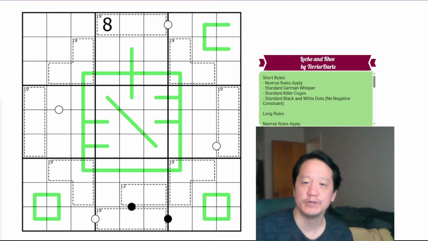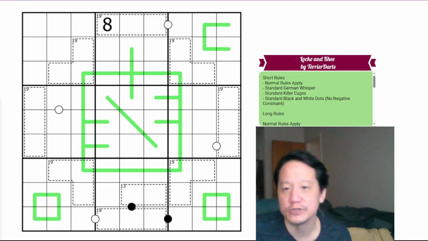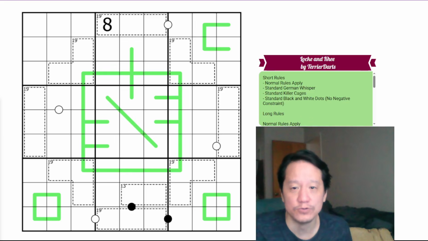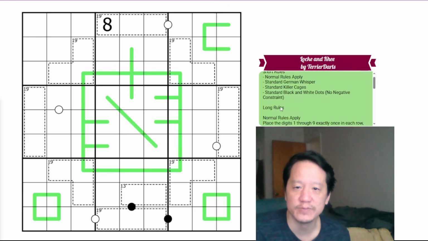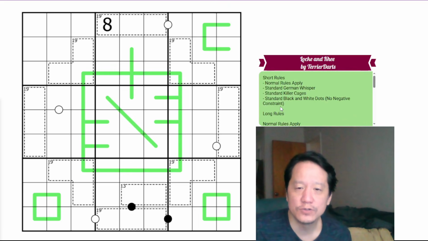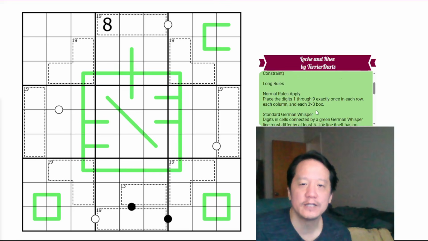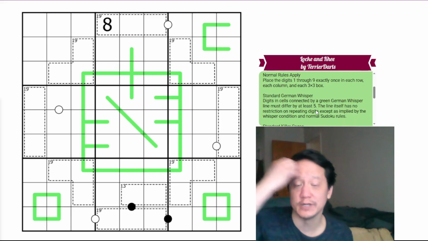Today's very easy puzzle is called Locke and Key by Terrier Darts. And here are the rules. Short rules. Okay, he explains them all too. Short rules are normal Sudoku rules apply, standard German whisper, standard killer cage, standard black and white Kropke dots. There is no negative constraint. And let's get to the long rules so we can explain them.